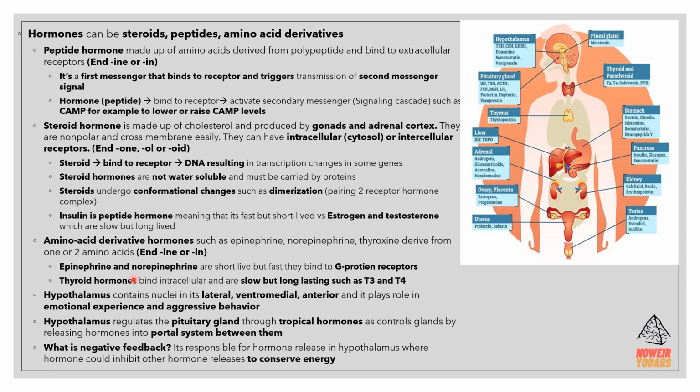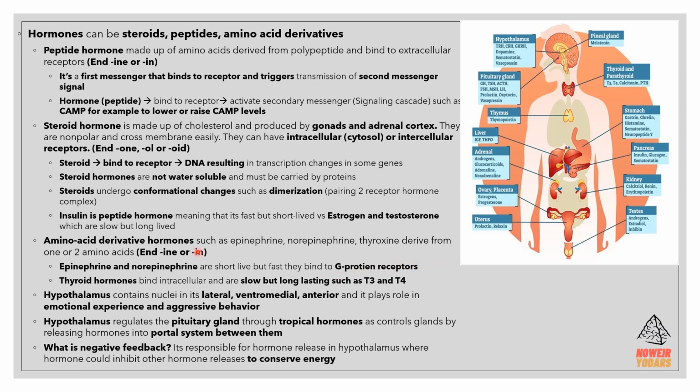And lastly, we have amino acid derivative hormones such as epinephrine, norepinephrine, or thyroxine, derived from one or two amino acids, and they end in INE or IN. So you see the similarity between amino acid derivative hormones and peptide hormones. They're a little bit similar. So with the amino acid derivative hormones, you have epinephrine and norepinephrine. They're short-lived. They bind to G protein receptors.